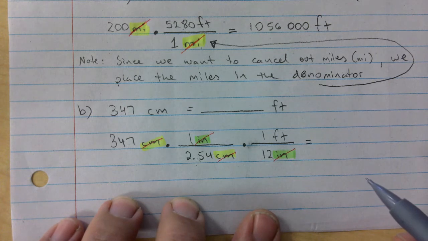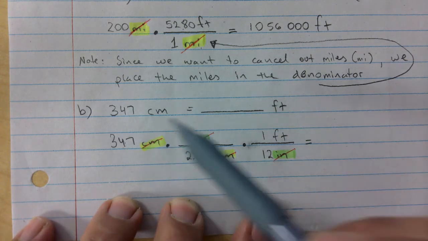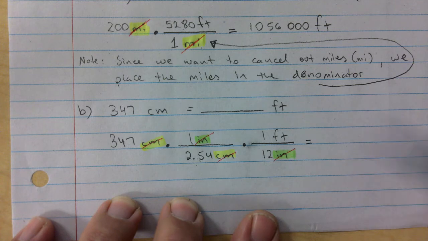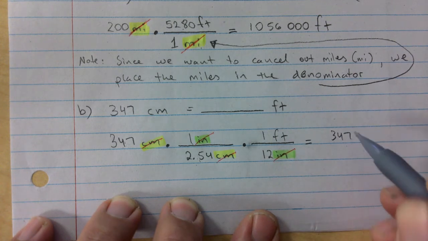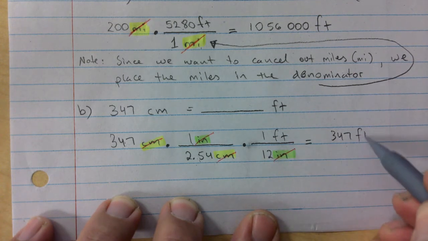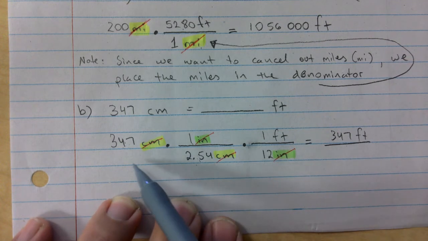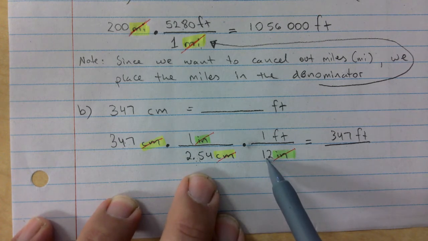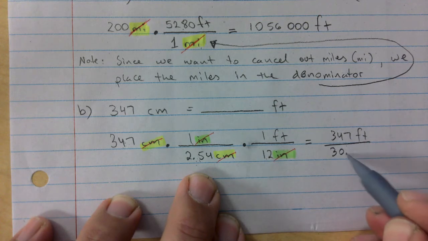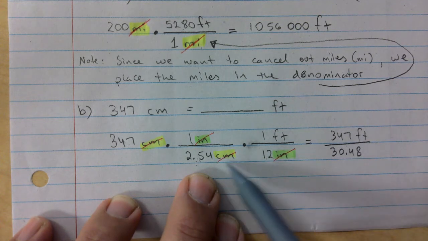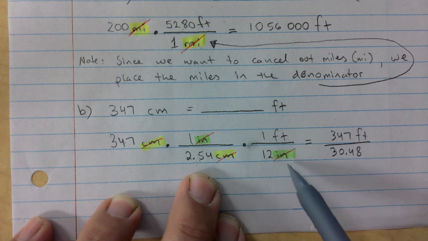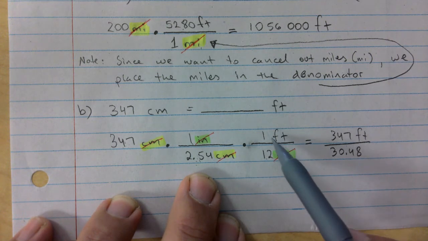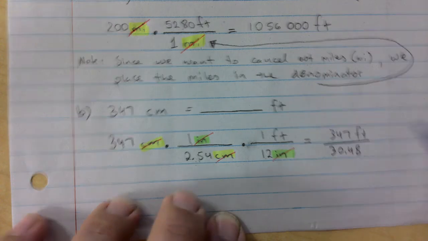Okay, I'll show you this. Technically, if you go 347 times 1, you get 347, correct? And that's feet. Then the bottom, you go 2.54 times 12, which is 30.48. Any units? No units because you've canceled them all out. The only unit that is left is feet. That's the one we want.